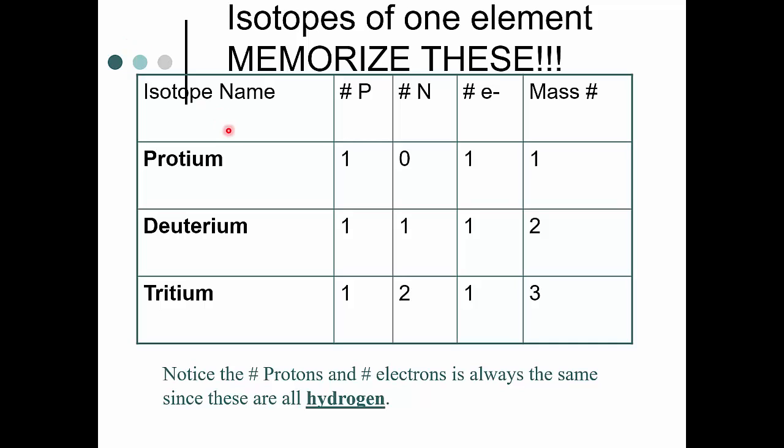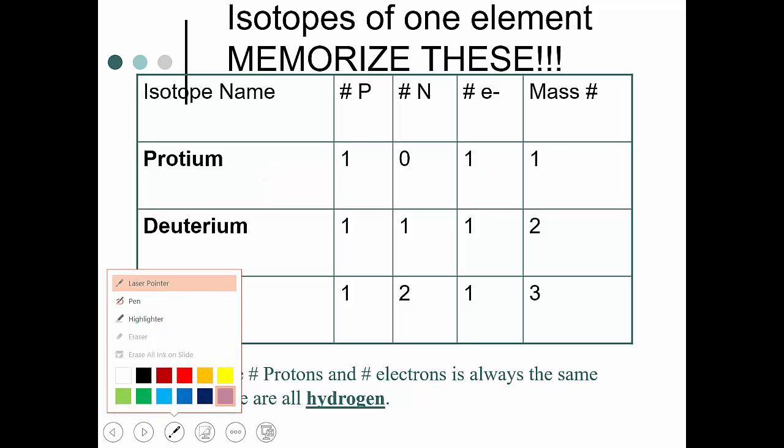So the first one is called protium, okay? It's the first one. It has 1 proton and no neutrons, so it has a mass number of 1. So this is also sometimes called hydrogen 1.